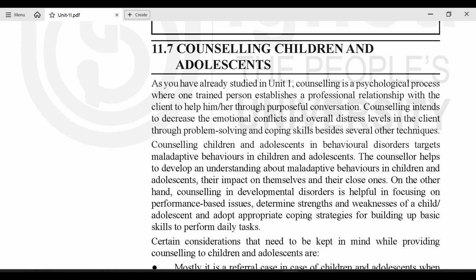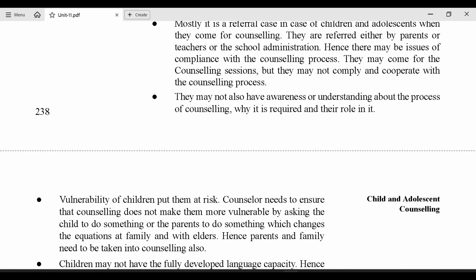The counselor helps to develop an understanding about maladaptive behaviors in children and adolescents, their impact on themselves and their close ones. On the other hand, counseling in developmental disorders is helpful in focusing on performance-based issues, determine strengths and weaknesses of a child/adolescent and adopt appropriate coping strategies for building up basic skills to perform daily tasks. Certain considerations that need to be kept in mind while providing counseling to children and adolescents are: mostly it is a referral case in case of children and adolescents when they come for counseling.